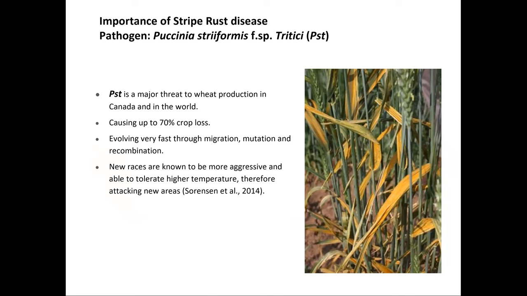I'm pretty sure that most of the audience are very familiar with this disease. Stripe rust in wheat is caused by Puccinia striiformis f. sp. tritici, which we call PST. It is a major, emerging threat to wheat production in the world, particularly in Canada in recent years, causing up to 70% crop loss. We have some reports showing that the pathogen has undergone some mutation that made it adapted to higher temperature. Therefore, more regions are being attacked by new strains of the pathogen. So it's becoming more and more important for wheat production in Canada.